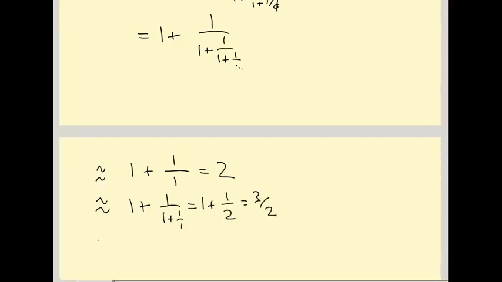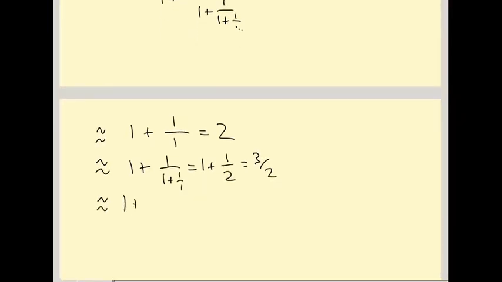Let's truncate after four steps. We get 1 plus 1 over 1 plus 1 over 1 plus 1 over 1, which is now, let's see, 1 plus 1 over the previous thing. So 1 plus 1 over this whole thing in brackets. So we know what that is, that's 3 halves. 1 over 3 halves is 2 thirds. This is 1 plus 2 thirds. And if we add fractions, that's 5 thirds.